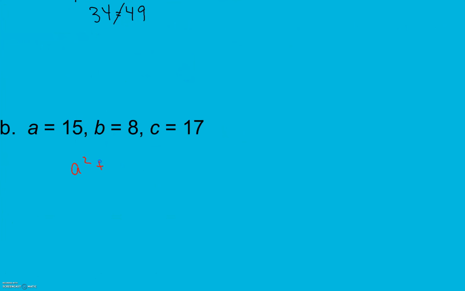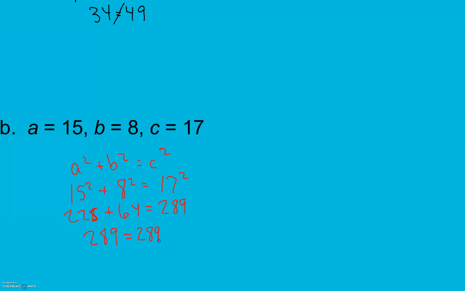A squared plus b squared equals c squared. Again, both sides have to be the same in order for it to be true. 15 squared plus 8 squared equals 17 squared. 15 squared is 225. And 8 squared is 64. 17 squared is 289. Simplify here by combining our like terms. We want to have each side as simple as we can get it. So we're going to add these up and get 289.